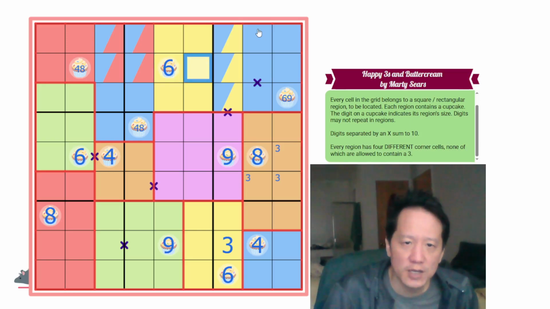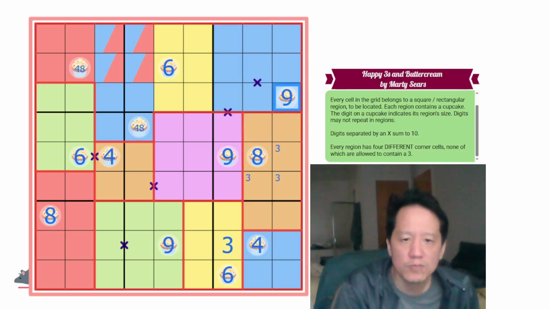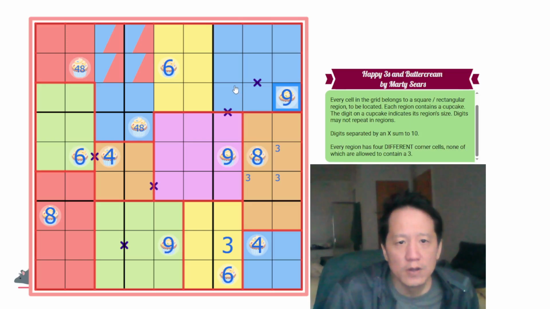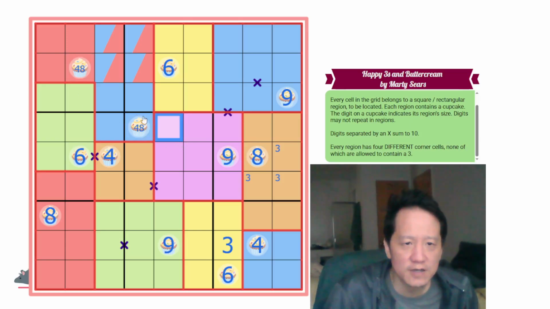So therefore, this can't be part of the yellow region. It must be part of the blue region. And this must be 9. And we have all the regions now. This is a region. Actually, we don't. One of these is not, obviously.